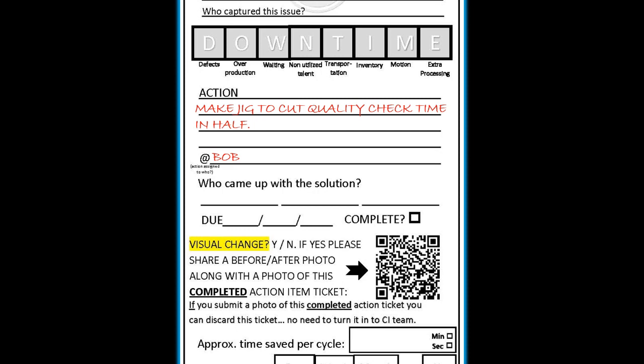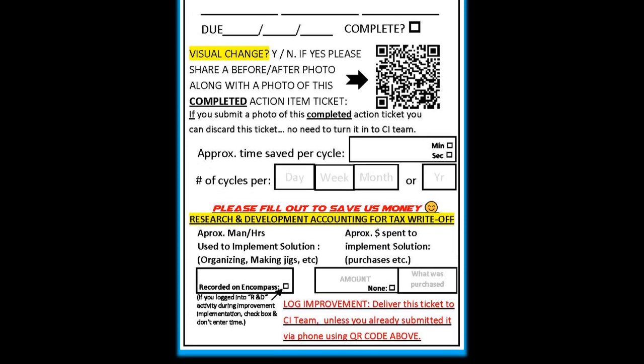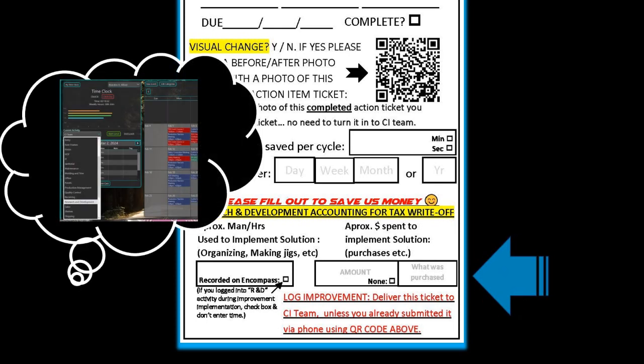You would then start an action item ticket to capture this action for future follow-up. But in order to complete this action, let's say you need to have your manager purchase a special clamp. To record this expenditure, you would then enter the cost of the clamp in the R&D section below. This will capture the monetary cost of this improvement. As far as the time invested, ideally you would have already logged into R&D when you started making the jig, and logged off when you completed the jig, as we referred to earlier when we were talking about tracking time.